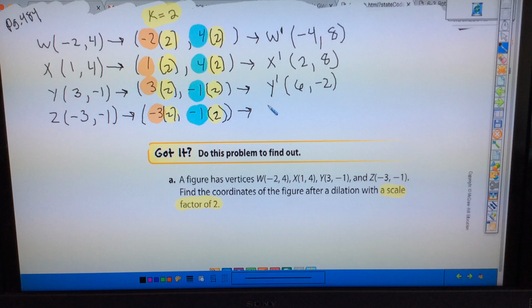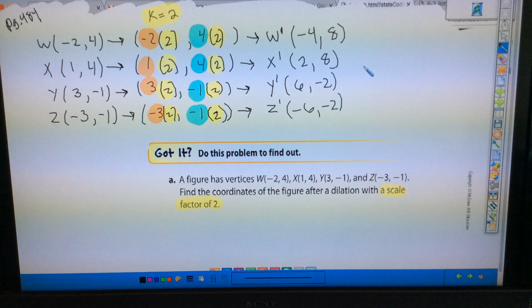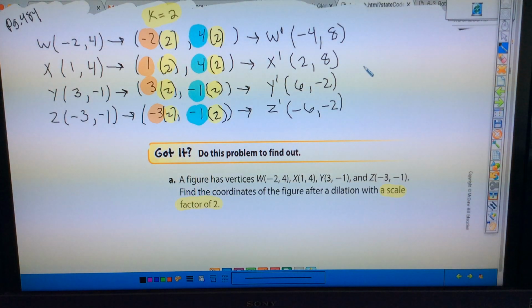And let's see here, z prime. Negative 3 times 2 is negative 6. And negative 1 times 2 is negative 2. So w prime, one more time, negative 4 comma 8. X prime is going to be 2 comma 8. Y prime is negative 6, negative 2. And z prime is 6 comma negative 2.